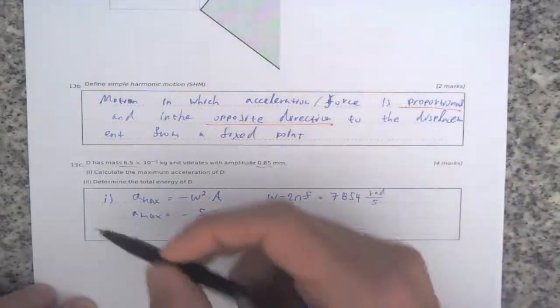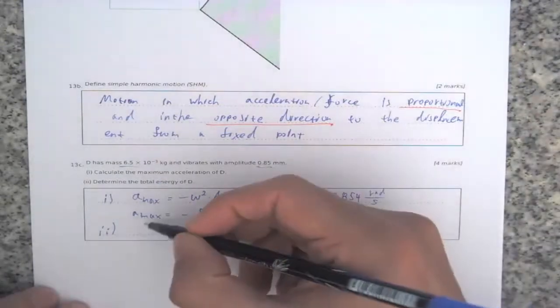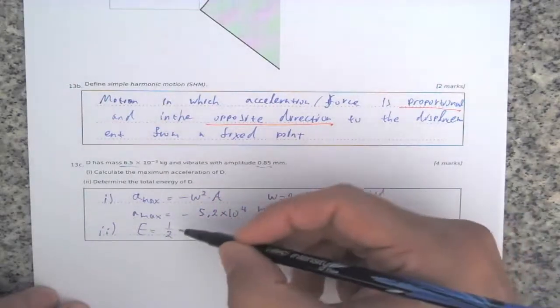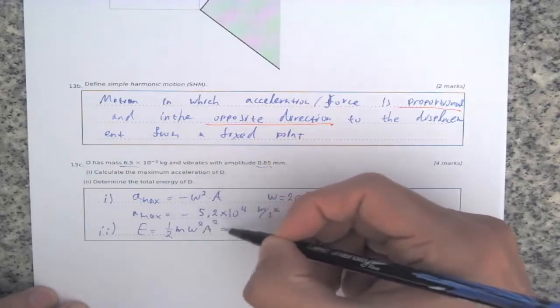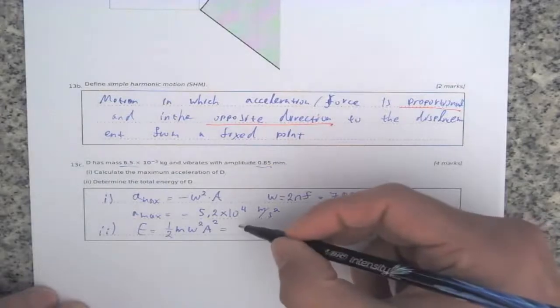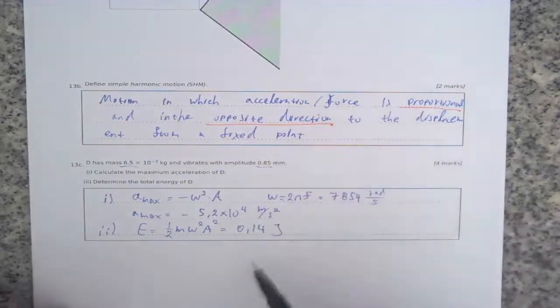And number 2, determine the total energy of D. Here again, something very simple. The total energy will be given by this formula. All these formulas are in your data booklet, so don't worry about it. You can easily find them. You have everything: omega, A, mass, whatever. If you do the math, you are going to find a number of 0.14 joules, again rounded to 2 significant figures.